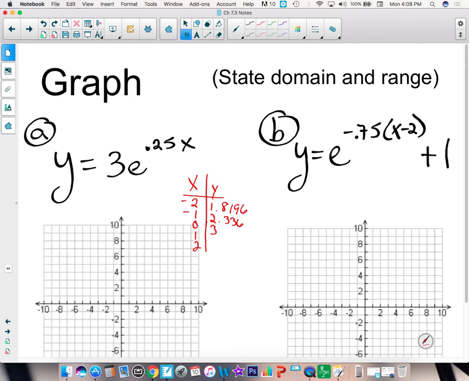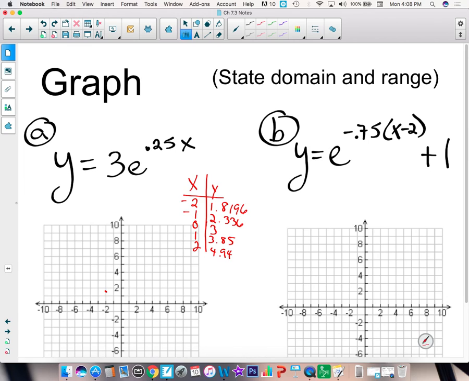0.3... Okay, you can see that if I plugged in a 0 there, that'd be e to the 0, which would make the e turn into a 1. So it'd be 3 times 1, so it's 3. That's an easy point. Then the next point, I got 1, 3.85, and 2, 4.94.